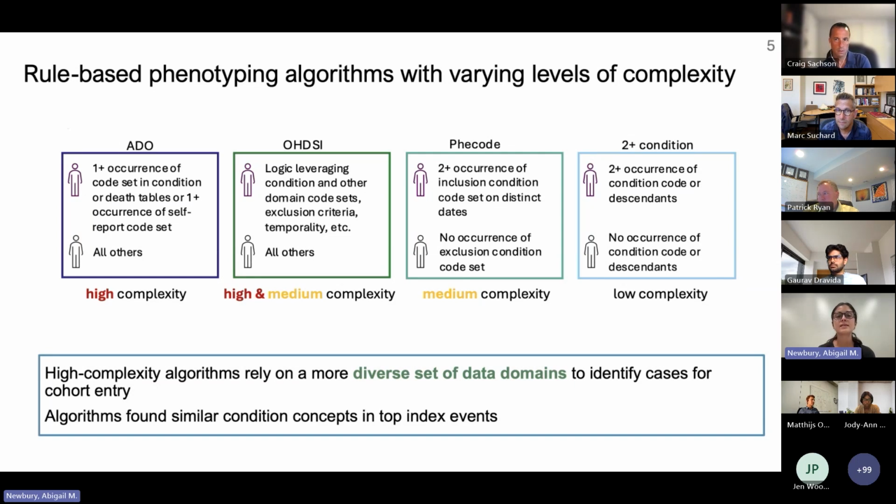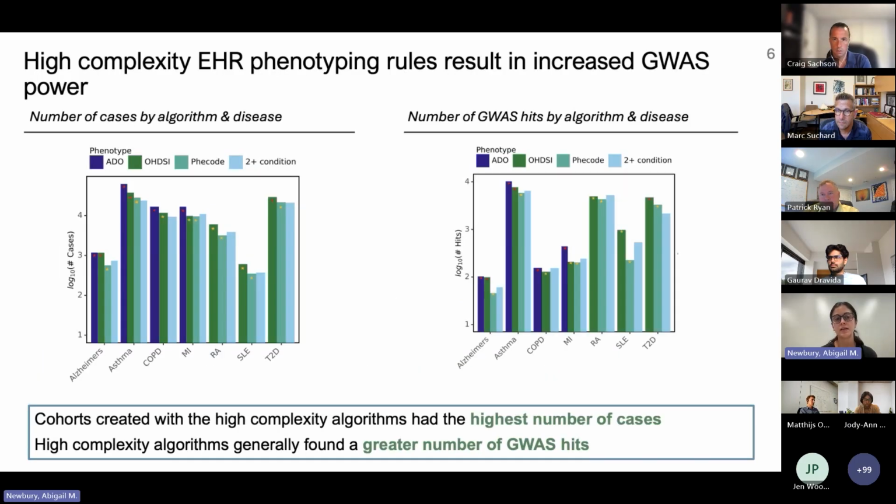So not surprisingly, then we find that high complexity EHR phenotyping algorithms result in increased GWAS power. And so we can see that by looking at the graph on the left, which looks at the number of cases by disease and algorithm. And we find that cohorts created with these high complexity algorithms, which are denoted by these red asterisks, have the highest number of cases. And then we also find on the right-hand side that these high complexity algorithms generally find a greater number of GWAS hits.